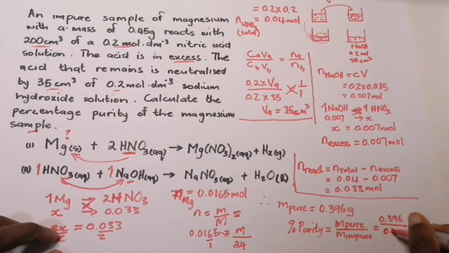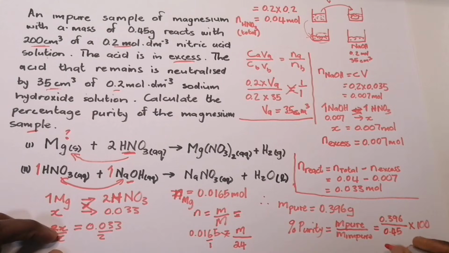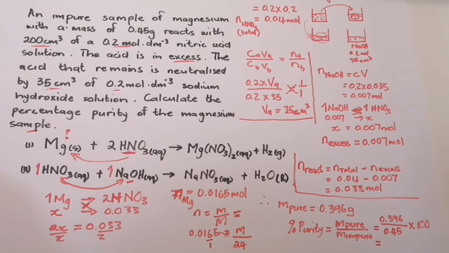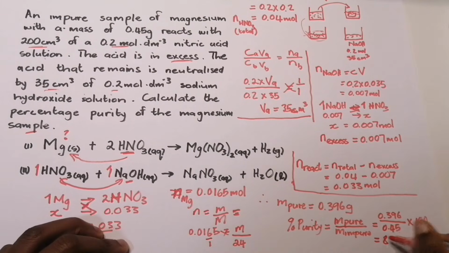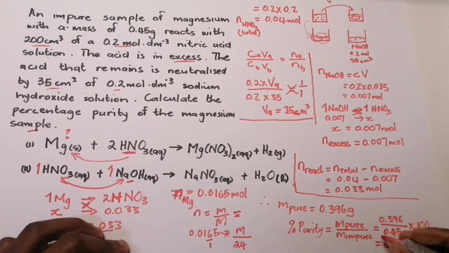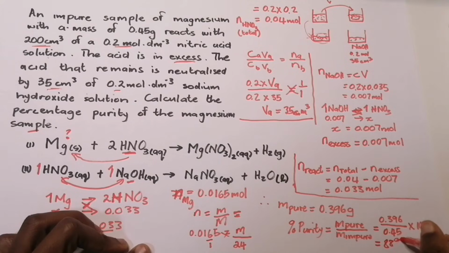So that's 0.45 grams, and we multiply that by 100. And I'm sure you should be able to get the answer quite comfortably. Divide by 0.45, and I get 88%. So I get a purity of 88%.